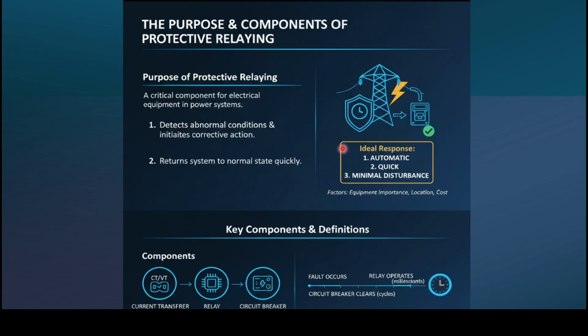Okay, the first concept that we have to understand is protective relaying. What is protective relaying? It's the concept of protection that is set up for our electrical systems in order to first detect the abnormal conditions and initiate a corrective action, then return the system to normal state quickly.